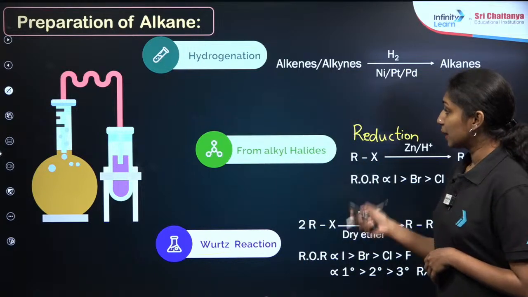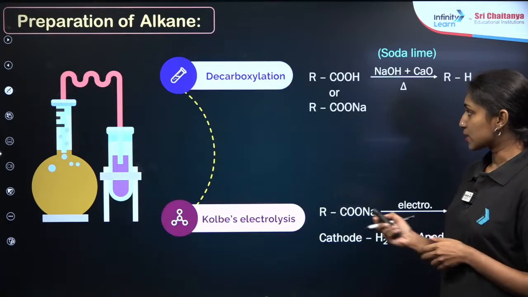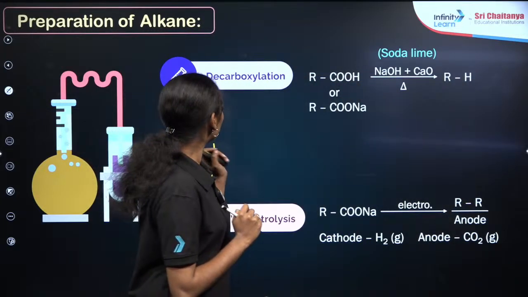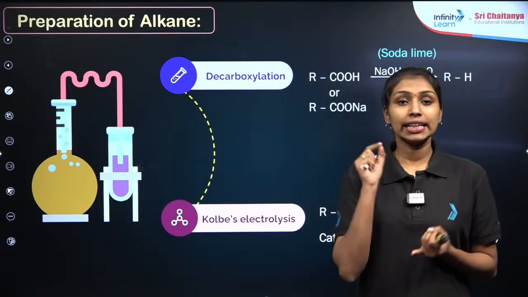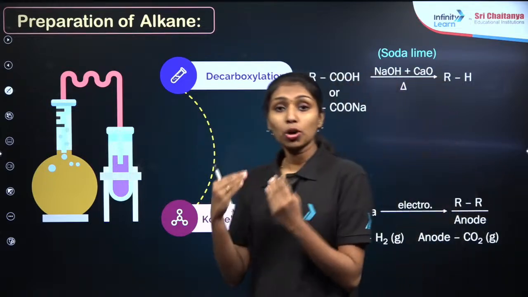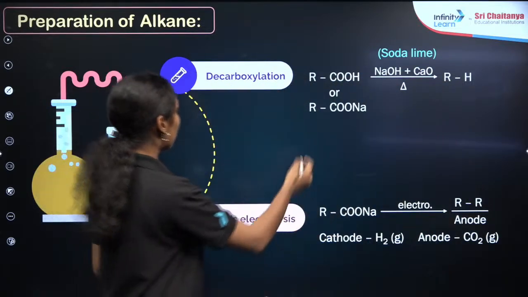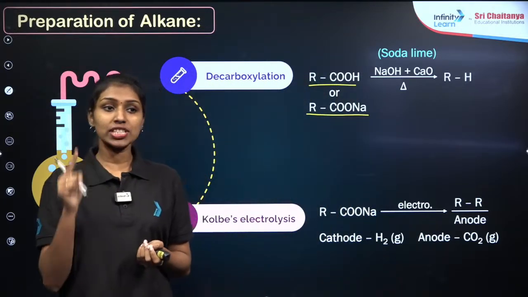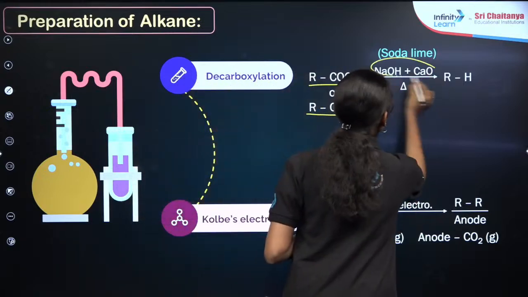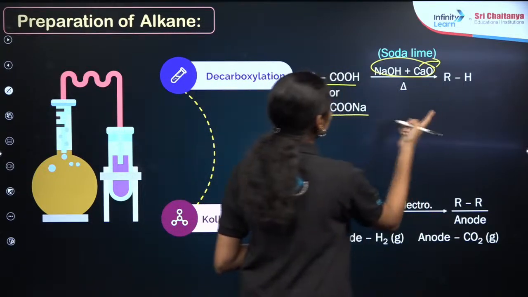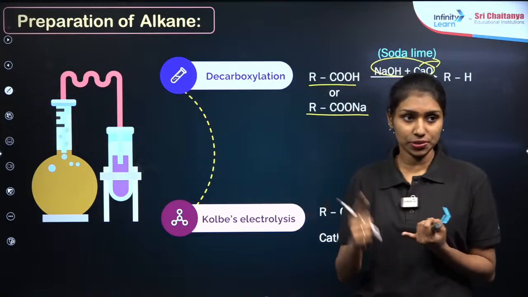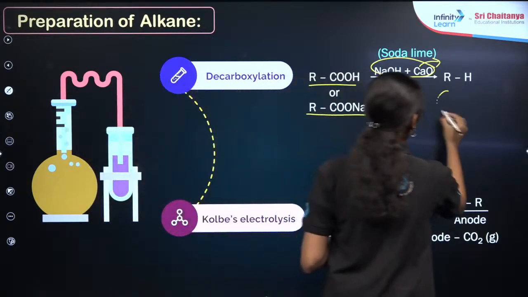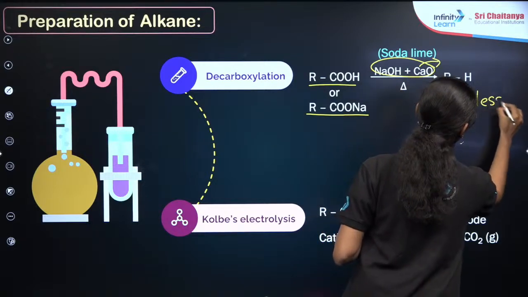Now let me move to the next method of preparation of alkane from the carboxylic acid, right? There are two methods that I have already taught you. First one is the decarboxylation method, right? In the case of the decarboxylation method, the sodium or potassium salt of carboxylic acid, RCOONa, is treated with soda lime, which means NaOH and CaO. It releases carbon dioxide to form the alkane, or the saturated hydrocarbon, having one carbon atom less than that of the reactant, right? One carbon atom less than that of the reactant.